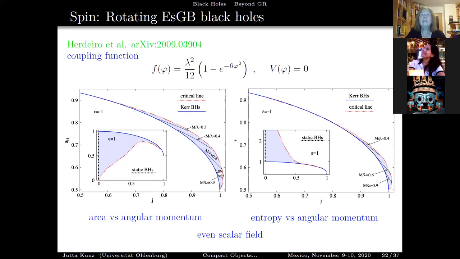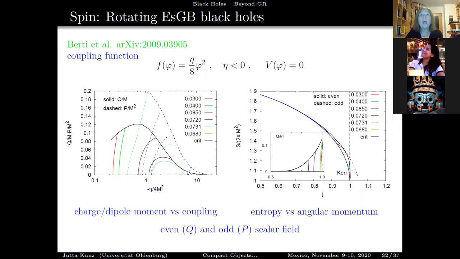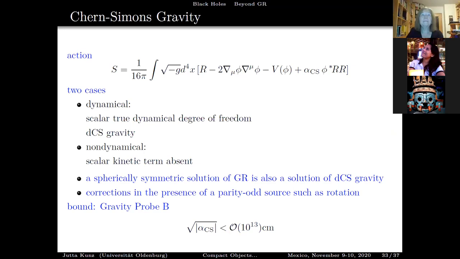And so far, one has not yet looked at further consequences of this, like the shadow, but further observables might be looked at in the near future. One can also have an odd scalar field here, parity odd, and then one obtains basically a very similar phenomenon.